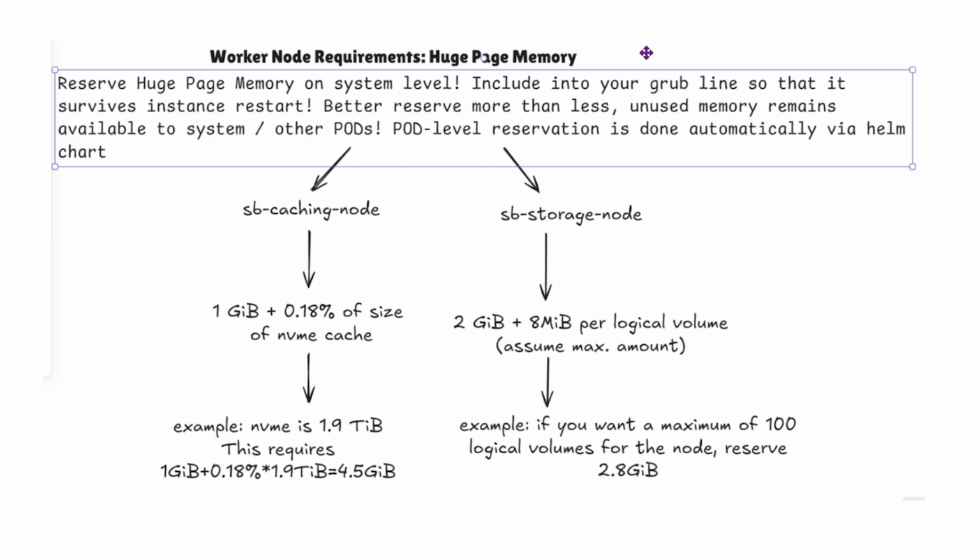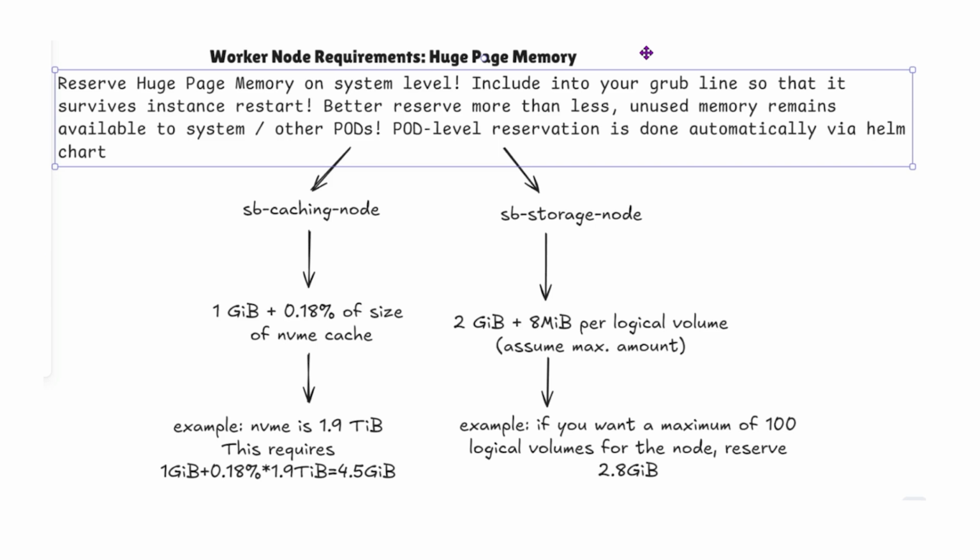In the case of a caching node, the huge page memory which has to be reserved depends entirely on the size of the NVMe cache. The formula is 1 GB plus 8% of the NVMe size which is assigned to the cache. For example, if the NVMe device for the cache is 9 TB in size, and all of it is assigned to the cache, the demand in huge page memory is 5 GB. Please note that if less huge page memory is reserved, the NVMe cache will automatically be downsized, even if the underlying NVMe device is bigger.